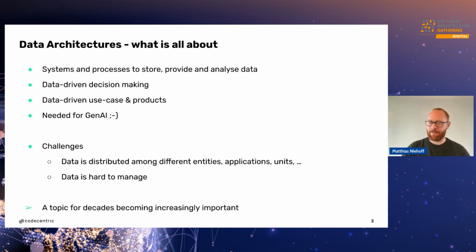A short, general introduction: we're talking about systems and processes to store, provide and analyze data. We want to do it for data-driven decision-making on a strategic level, or to provide data-driven use cases and products, so more on the operational level.